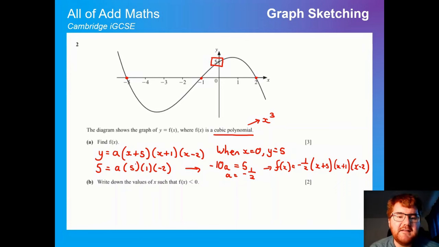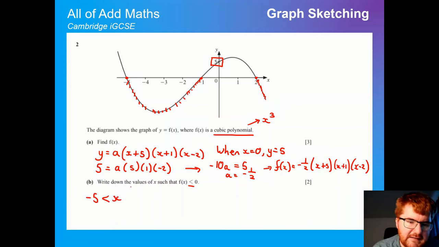And now we need to work out the values of x such that the function f of x is less than 0. Well, we're looking for basically below the x-axis. So we want this part of the graph that I'm just shading in here because we're below the x-axis. But don't forget also over here, we also need this part. So we've got between minus 5 and minus 1. Notice the strict inequality here. So we need to write this clearly. So minus 5 is less than x, where x is less than minus 1.